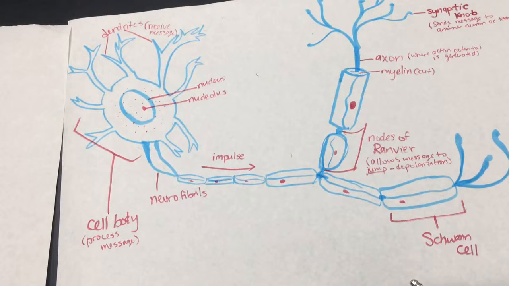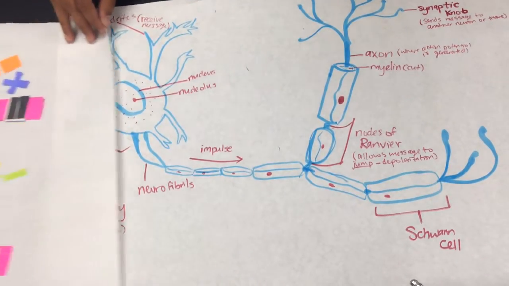The message is received by the dendrites and it moves down the cell body, and then the impulse is carried through the axon through action potential, which eventually leads to the synaptic knob where it is transferred to another neuron or tissue. And now Mike is going to show you some more things about the neuron.